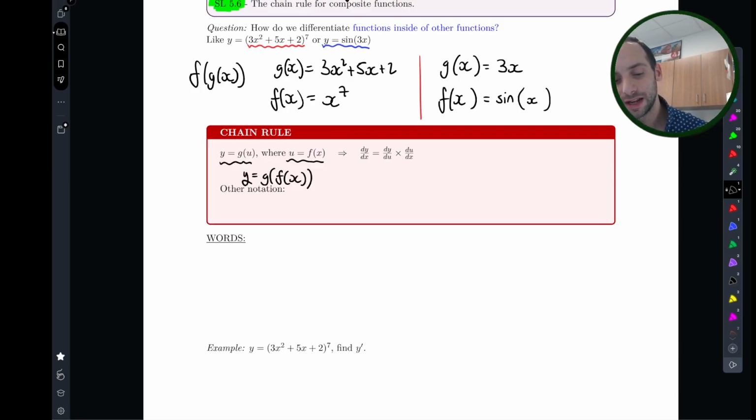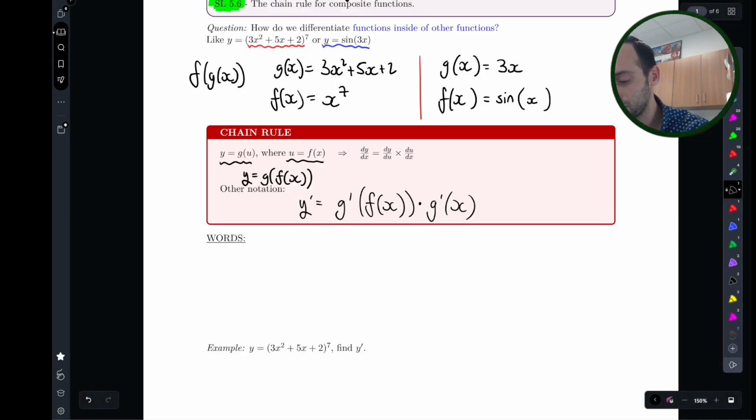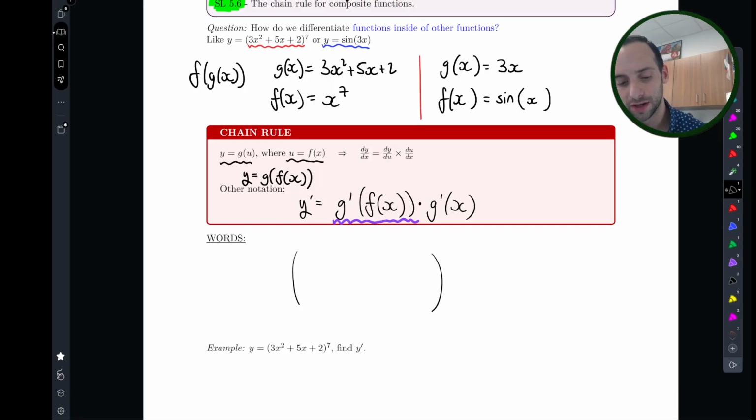So I like to do a different notation for the chain rule. I would do y prime is equal to g prime of f of x times f prime of x. And we can put this in words underneath to help us understand what's going on here. I'm going to use a bunch of colors just to help explain this. So let's look at this first chunk underlined in purple. What is going on here in words?